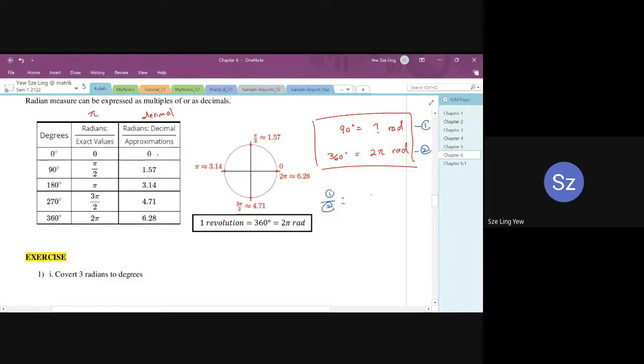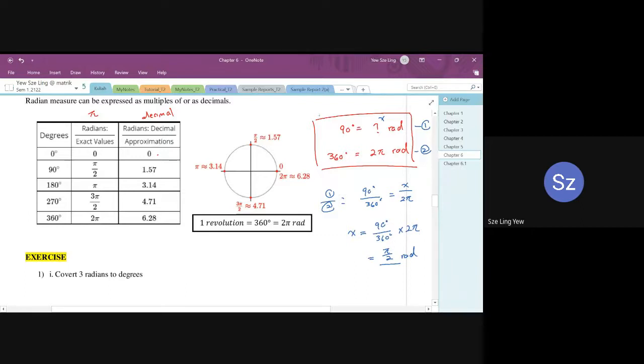So you obtain a relationship: 90 degrees over 360 degrees equals, for this question mark, I'm going to call it x, x over 2 pi. From here, you can determine the radian. So x equals 90 degrees over 360 degrees, and you move 2 pi to the other side of the equation, so times 2 pi. From here, you can determine the 90 degrees in terms of radians, which is pi over 2 radian. This is how you solve it.